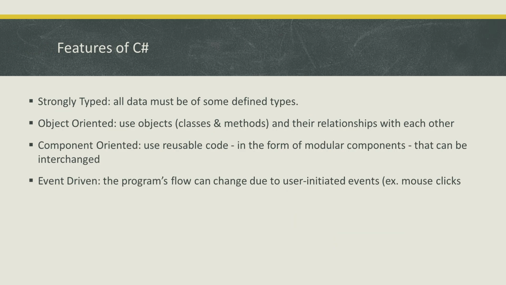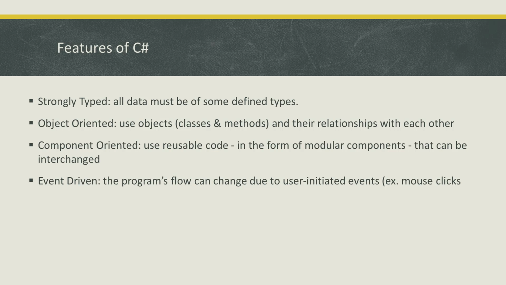There are a couple of features that are worth mentioning about C#. First, it is a strongly typed language, which means whichever data gets processed in C# needs to have a defined type. For example, it can be a string or an integer or even a user-defined type.